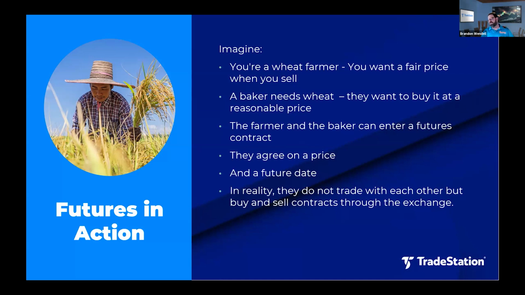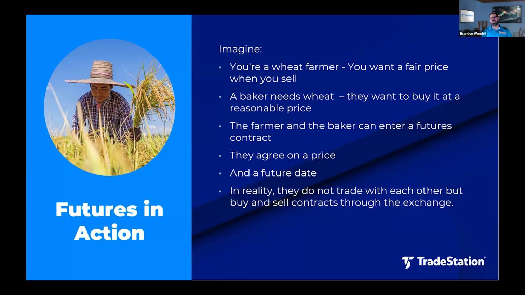If you're a farmer, you obviously want wheat to go up or at least hold at value so you can sell at a reasonable price. Bakers don't want the prices going up because they want to buy at a reasonable price. Well, the farmer and the baker could actually agree to produce the wheat and deliver it in the future, when the baker needs it, at a certain price. Now, in reality, this doesn't happen. They don't actually go back and forth and trade with each other, but they just go out and buy the contracts through the exchange.